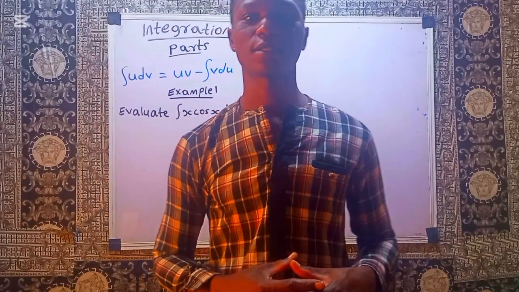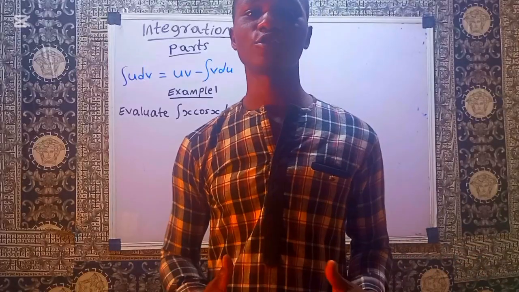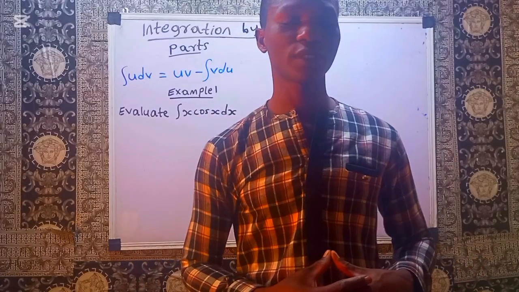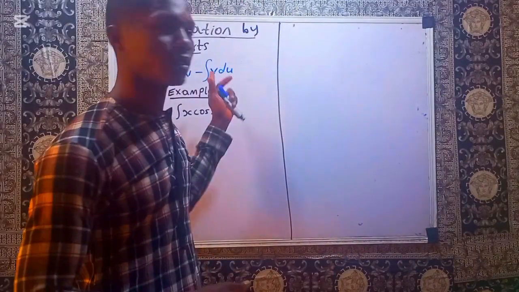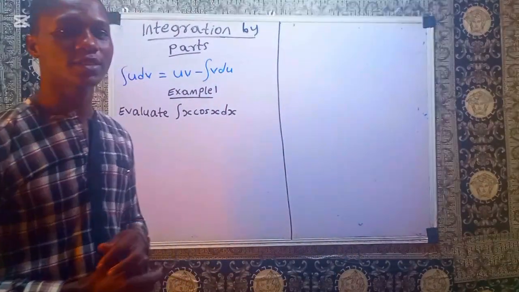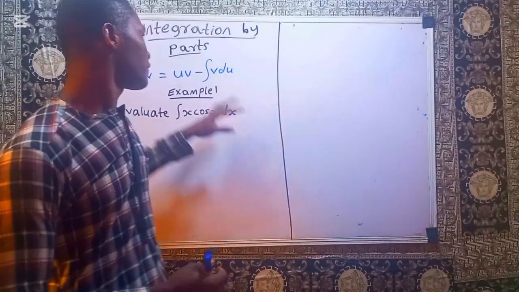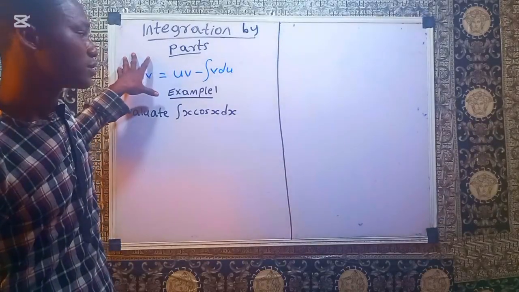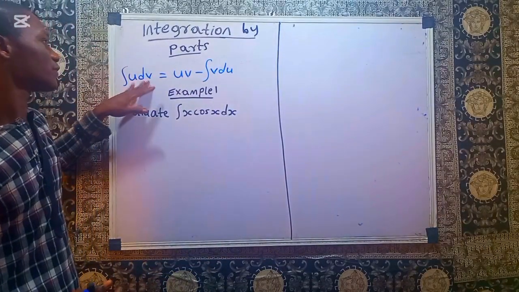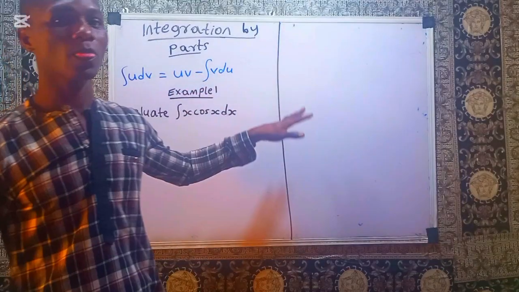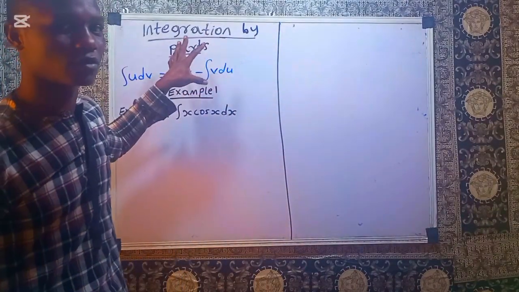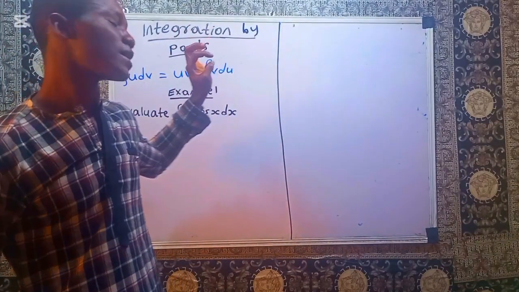This is the mathematics class, and today we are here again to look at this important topic, integration, and in particular we'll be considering integration by parts. So I'll be studying integration by parts. I have a formula I have written down here: the integral of u dv is equal to uv minus the integral of v du. This is the formula you use for performing integration by parts.